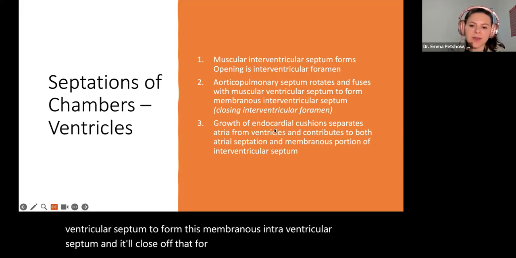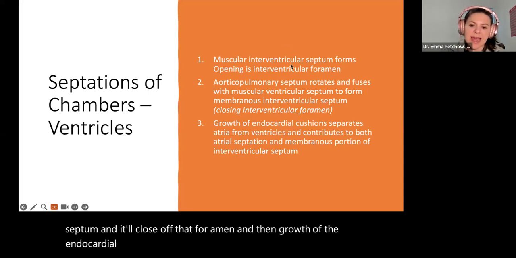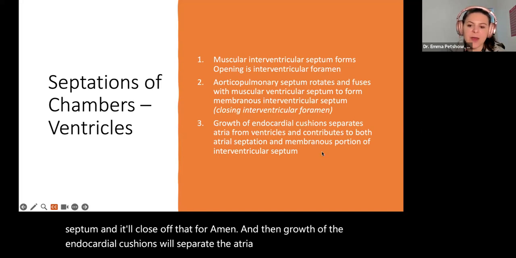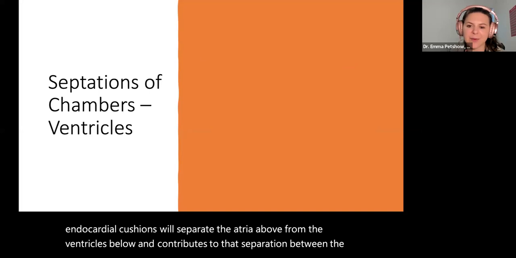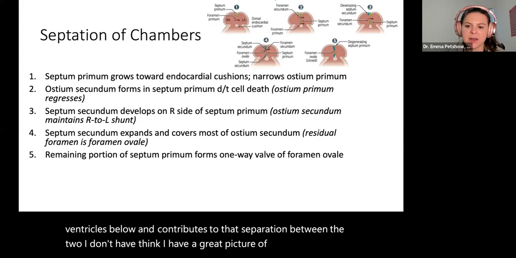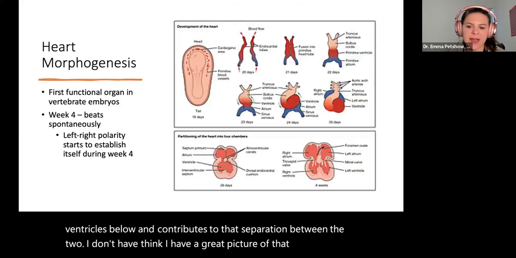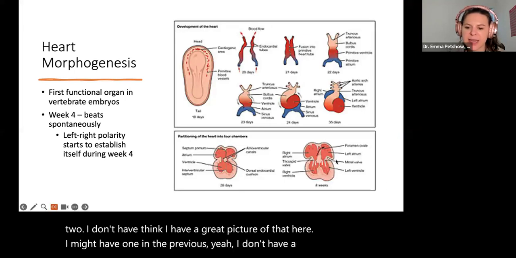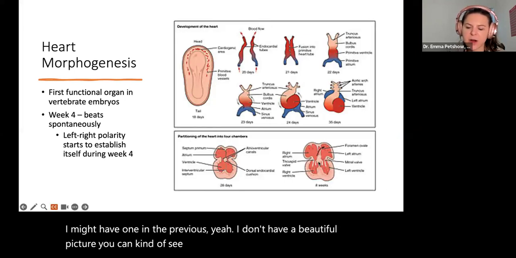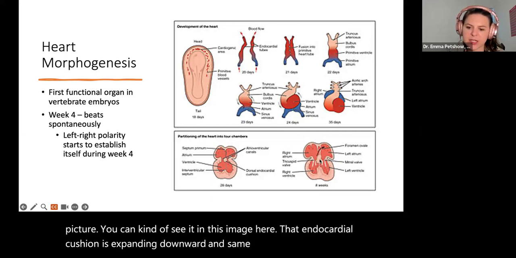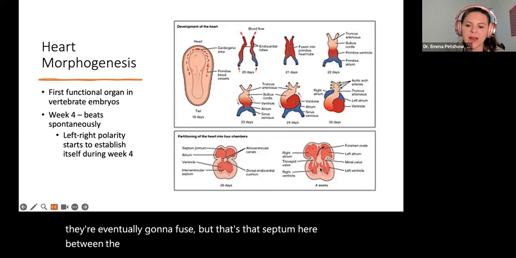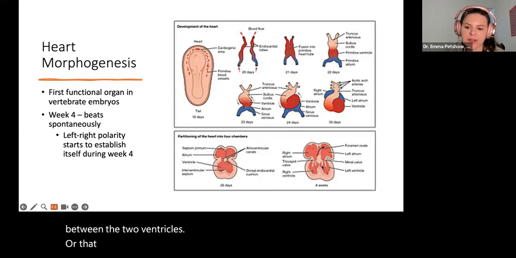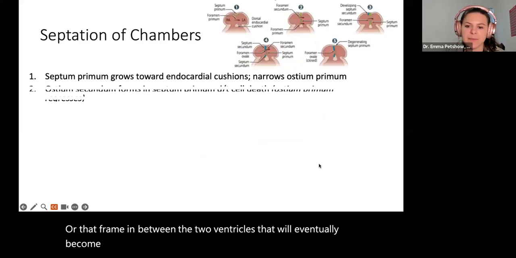And then growth of the endocardial cushions will separate the atria above from the ventricles below and contributes to that separation between the two. I don't think I have a great picture of that here. I might have one in the previous. Yeah, I don't have a beautiful picture. You can kind of see it in this image here. That endocardial cushion is expanding downward, and same as this one here, and they're eventually going to fuse, but that's that septum here between the two ventricles. Or that foramen between the two ventricles that will eventually become a closed septum.